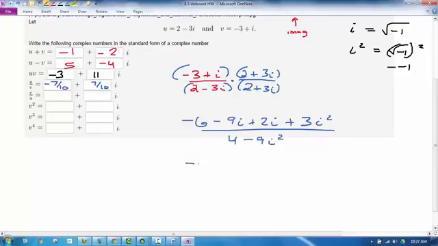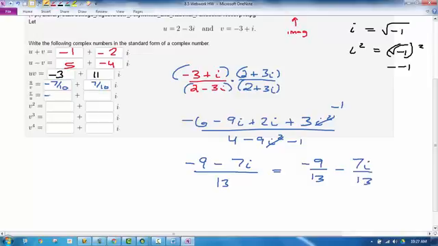Let me simplify this now. This is -1, so I have -3 and -6, which is -9, and the middle terms make negative 7. And then in the bottom, this is negative 1, so 4 plus 9 is 13. So this turns into negative 9 over 13 minus 7i over 13. And so I'd put negative 9 over 13 here and negative 7 over 13 here.